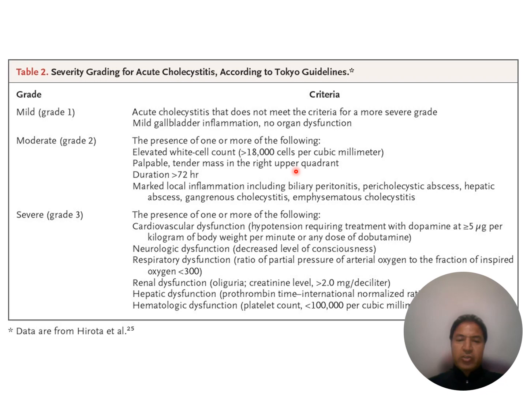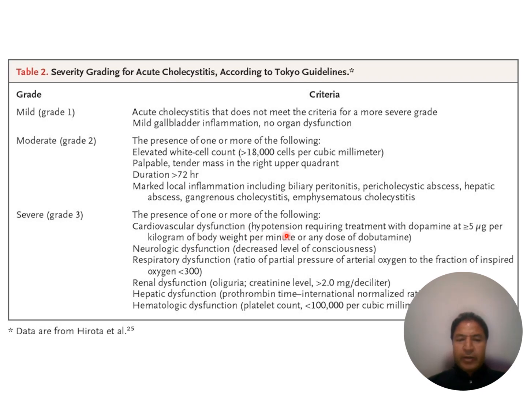Moderate is the presence of one or more of the following: elevated white cell count, greater than 18,000 cells per cubic millimeter, palpable tender mass in the right upper quadrant, duration greater than 72 hours. Marked local inflammation includes biliary peritonitis, cholecystic abscess, hepatic abscess, gangrenous cholecystitis, emphysematous cholecystitis.